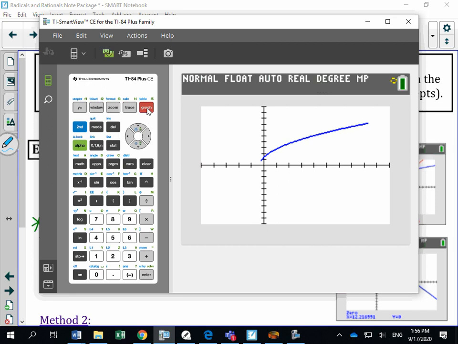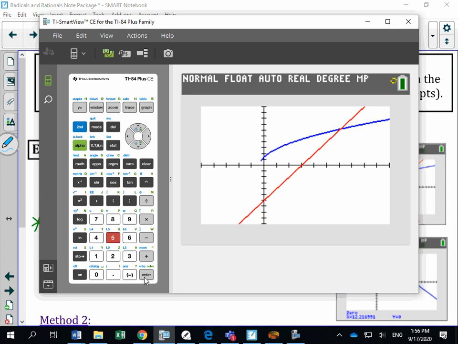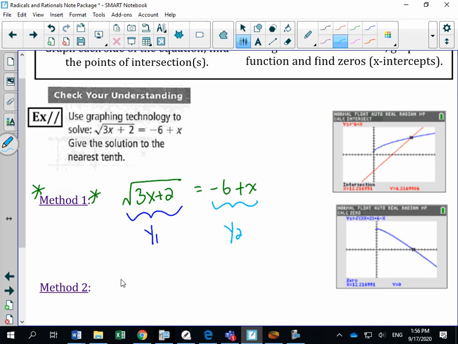Now when I graph, there's my radical, there's my linear. The solution when you have two graphs is the intersection of those two graphs. So second function, calculate. I'm looking for number 5, intersect. You get close to your intersect and you simply hit enter 3 times. So enter, enter, enter. And what it says is that the solution to the nearest tenth is x is equal to 12.2. So let's write that down. So x is equal to 12.2.